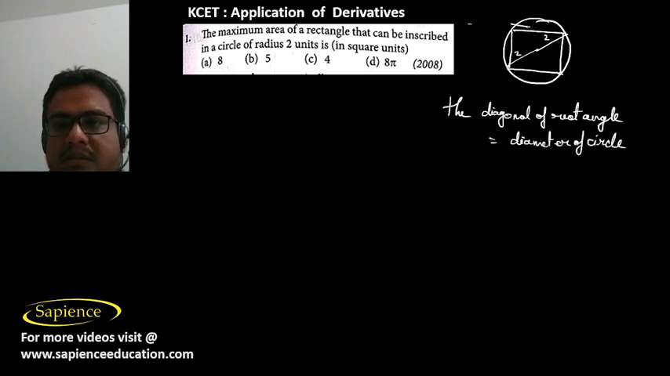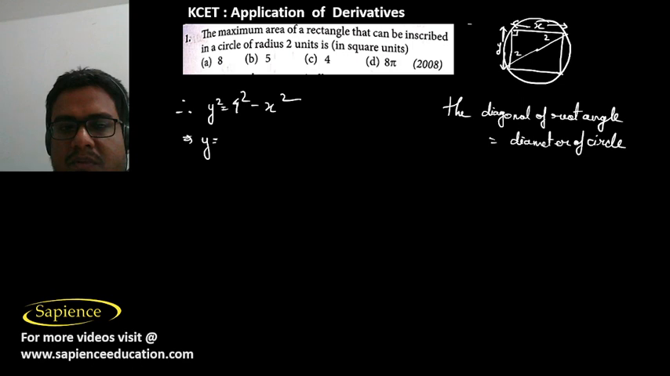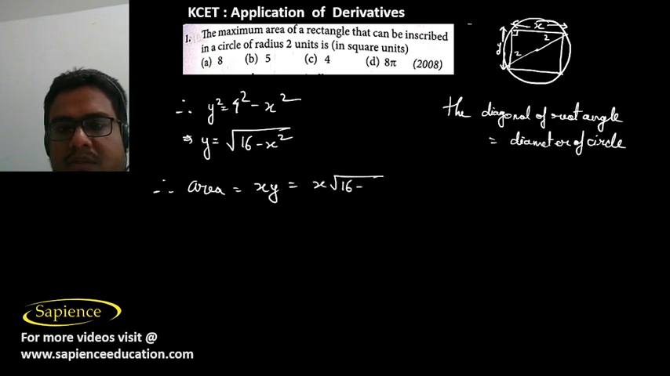So if the length of the rectangle is x and the breadth is y, then x square plus y square will be 4 square, by the Pythagoras theorem, since this is a right angle. Therefore y will be equal to the square root of 16 minus x square. This is the breadth, and therefore the area of the rectangle will be x into y, x into the square root of 16 minus x square, in square units.